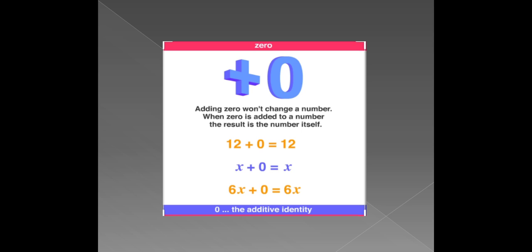So students, what we can conclude is that adding 0 won't change a number. When 0 is added to a number, the result is the number itself. So we can say that 0 is the additive identity for integers also.